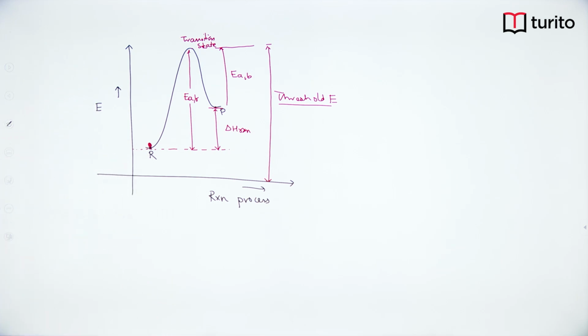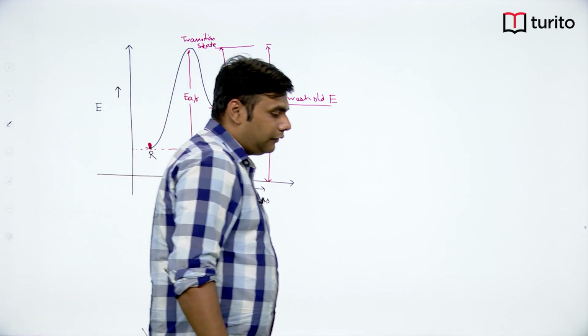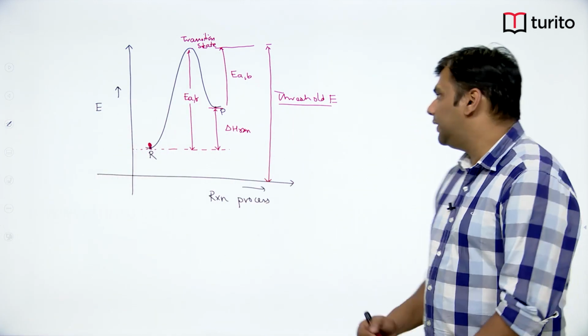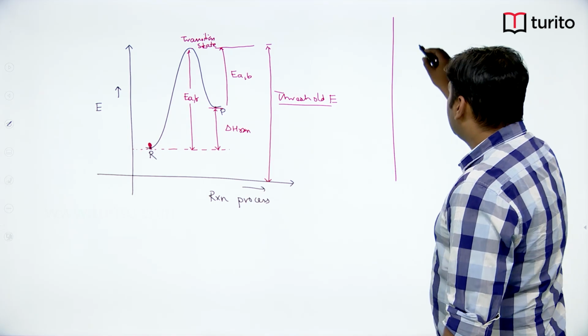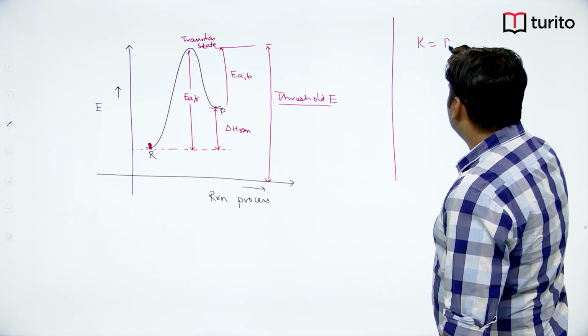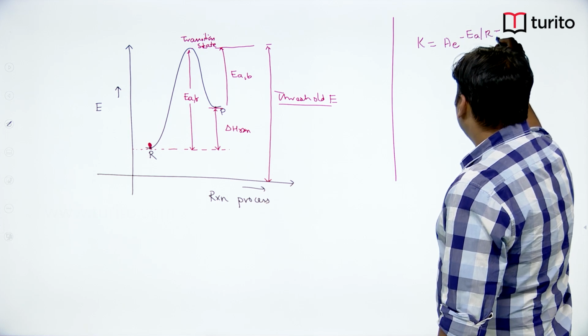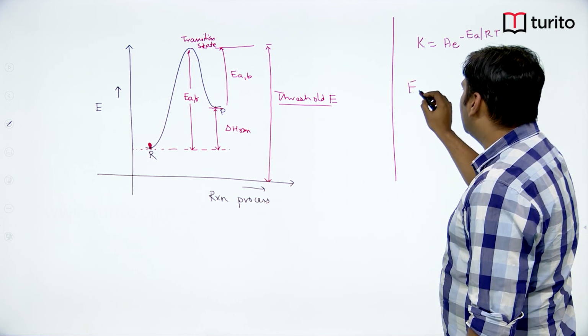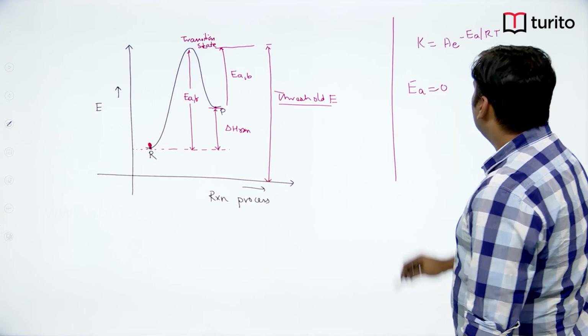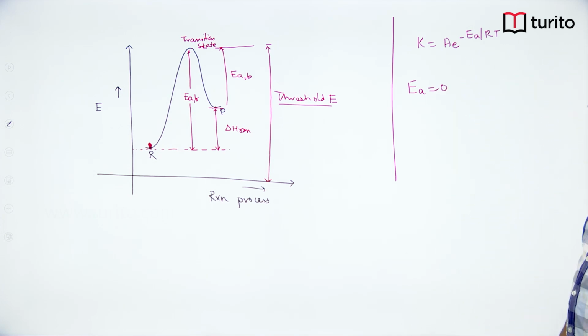So the difference between the two. Okay, so I hope this is clear to everyone. Now when you look at the expression k = A e^(-Ea/RT), someone asked me, sir, what if Ea is 0? Okay, so if Ea is 0, that means activation energy is 0.